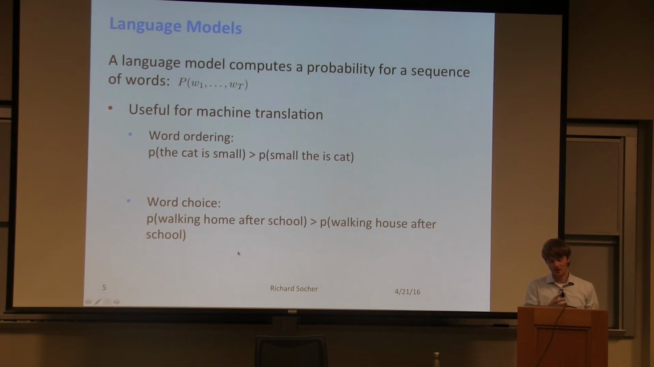Likewise, in translation, you often have certain words that can be translated into different words in the other language. For instance, home and house might both be possible translations for the German word Haus. So if you have the possible translations "walking home after school" versus "walking house after school," to English speakers it's very obvious that one is a much better translation than the other. But to a machine translation model that just counted how often it sees this word next to that word, it might be less obvious. So it's useful if we have good probability estimates for sequences.